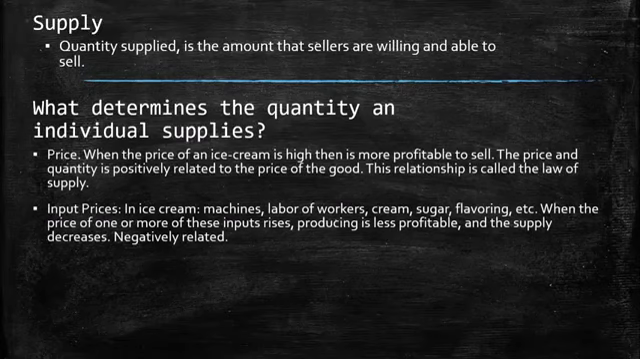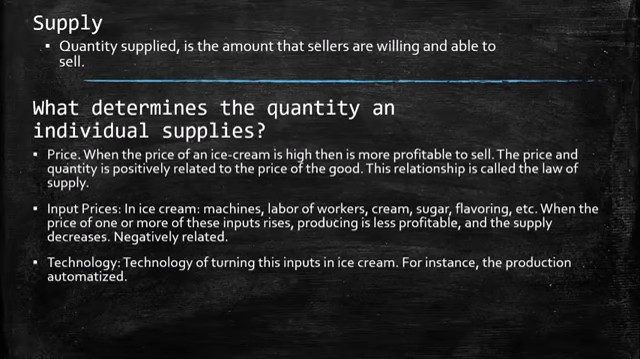Another thing which determines the quantity of individual supplies is the input prices. So, for example, in ice cream there are machines, labor for the workers, cream, sugar, flavoring, etc. So when the price of one or more of these inputs rises, producing is less profitable and the supply decreases. So this is negatively related.